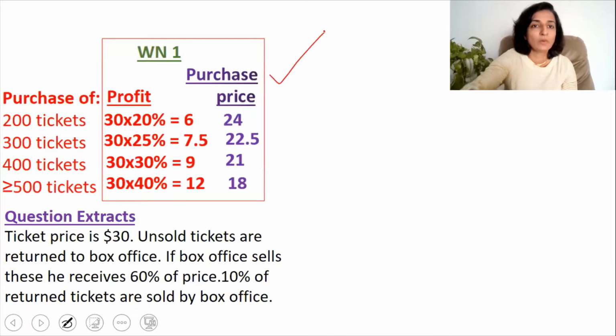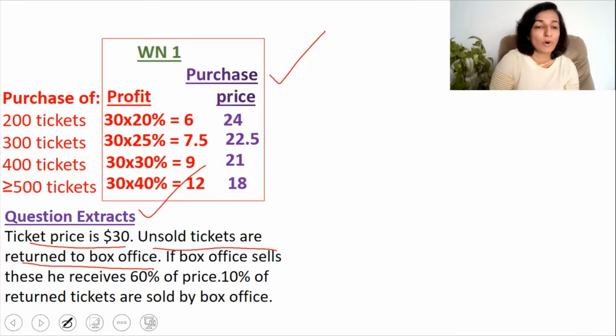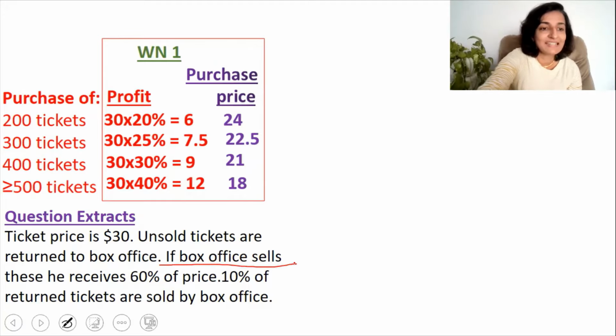So I've just copied the working note 1 that we have already calculated. Now in the question, it is mentioned the ticket price is $30. Unsold tickets are returned to the box office. If box office sells these, he receives 60% of the price. 60% of price means 60% of the selling price of $30.